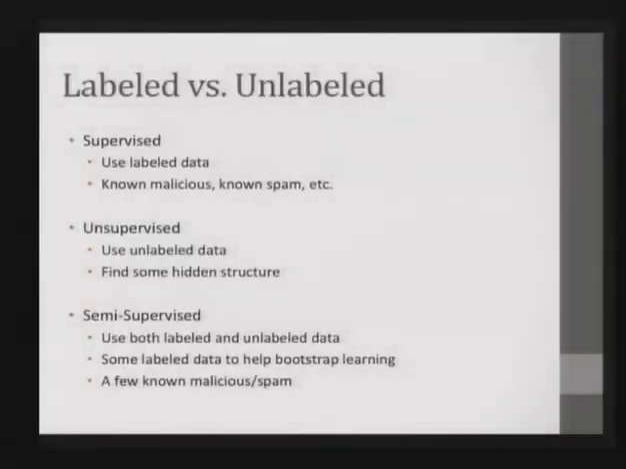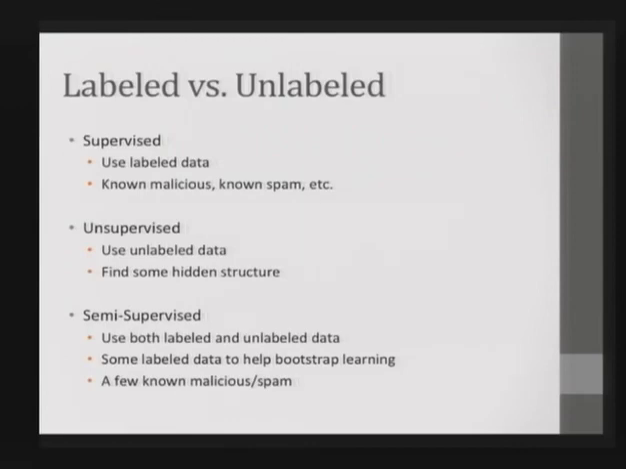You can have labeled data or you can have unlabeled data. So if you're doing supervised learning, then you'll have lots of labeled data. So you know if an email is spam or if it's not spam. And this is a very effective way to do machine learning. But the problem here is that you need to label this data somehow, and that's not always an easy task.